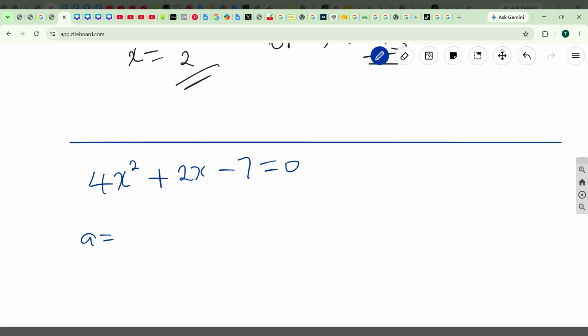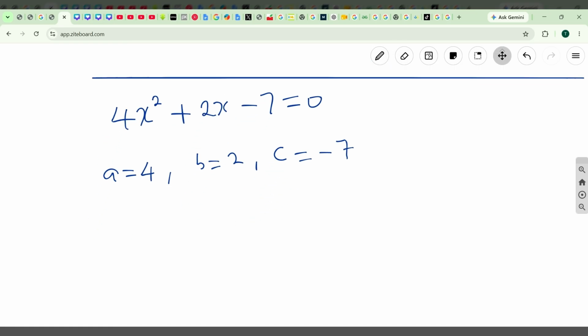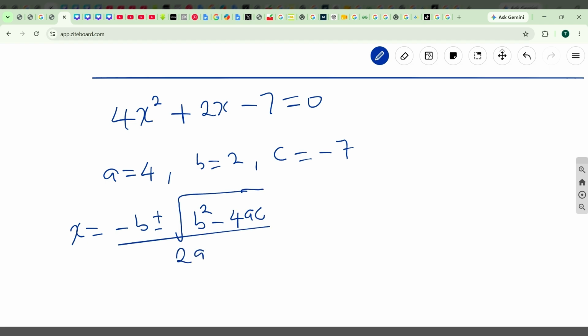Please always write out the value of a, b, and c, so that you don't mistake another value for it, so you can easily see it when substituting into the quadratic formula. So our a is 4, our b is 2, and our c is negative 7. What this simply means is that we'll substitute into the quadratic formula that says x is equal to negative b plus or minus the square root of b squared minus 4ac, divided by 2a.